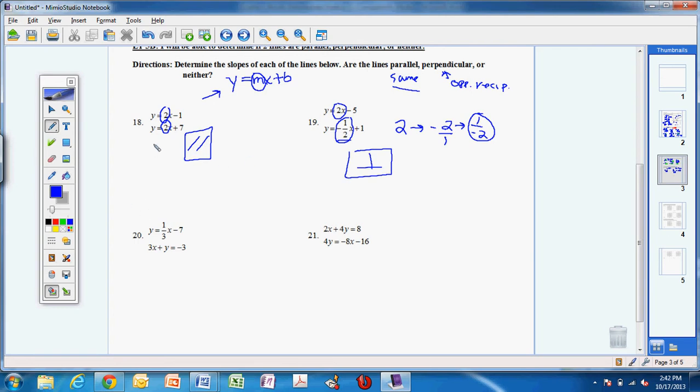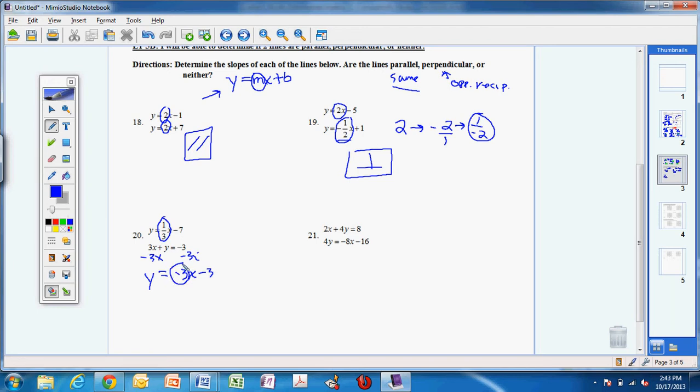Now in 20, unlike in 18 and 19, the second equation is not in slope-intercept form, so I actually have to put it there first. In this case, I'm going to get y by itself. So I'm going to subtract 3x from both sides, and you should be left with y equals negative 3x minus 3. And this is the point where, again, we compare our slopes. Right away, on my first equation, I have a slope of 1/3, and on my second one, I have a slope of negative 3.